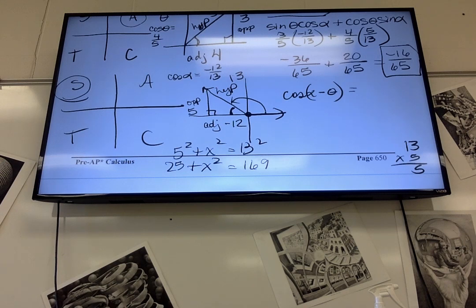Looking back at the cosine sum and difference identities. Cosine beta times cosine alpha plus sine beta times sine alpha.